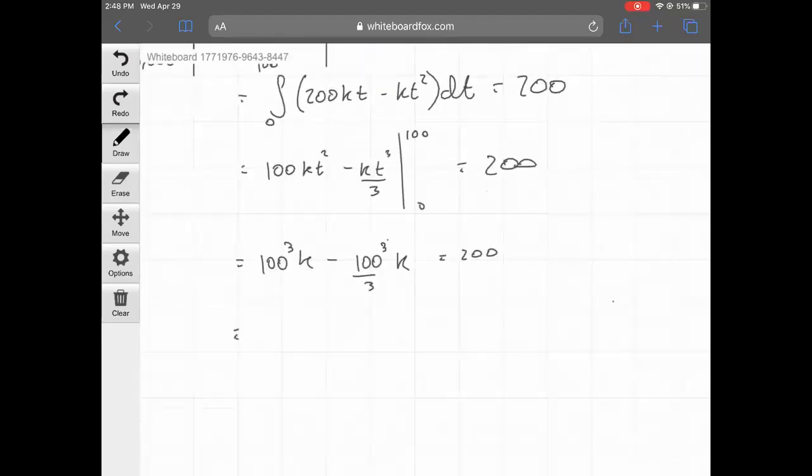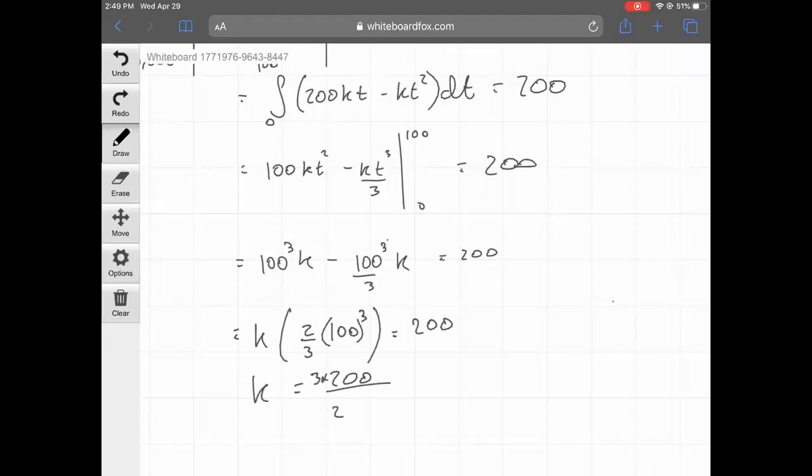So I can clean this up a bit, factor out the k. 100 cubed minus 1/3 of 100 cubed is 2/3 of 100 cubed. And now I can just solve it for k and say k must be equal to 200 divided by, put the 3 up there, put the 2 down here, 100 cubed is 100, 100, 100. And just plug that into a calculator and find k.